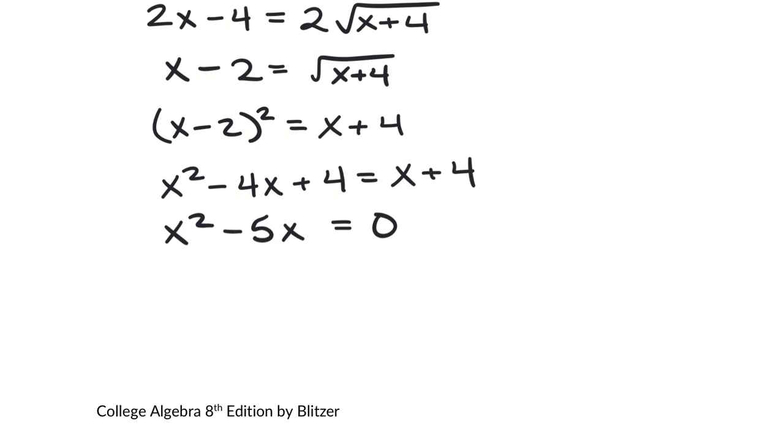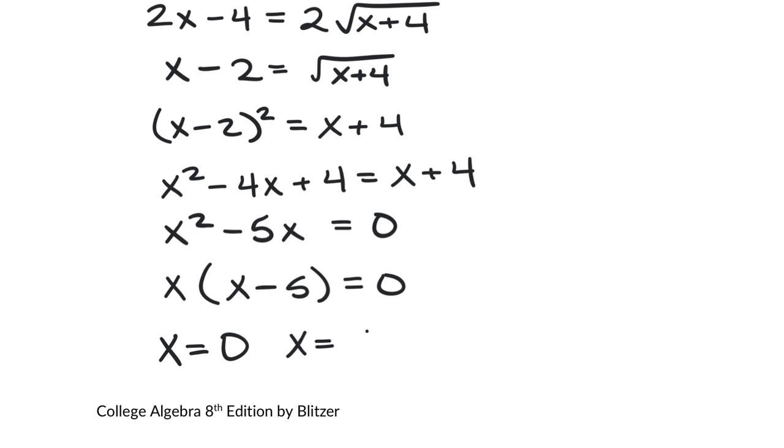And we check for a GCF or factor. Is there a GCF between x squared and negative 5x? Just an x. If we factor that out, I get x times x minus 5, which means my two potential solutions are 0 and 5. Now we check.